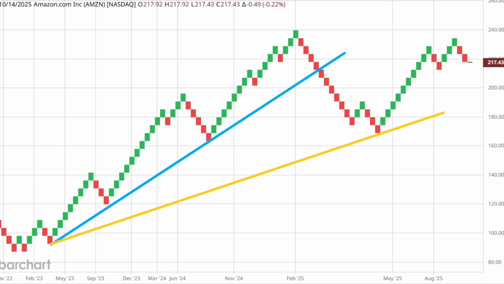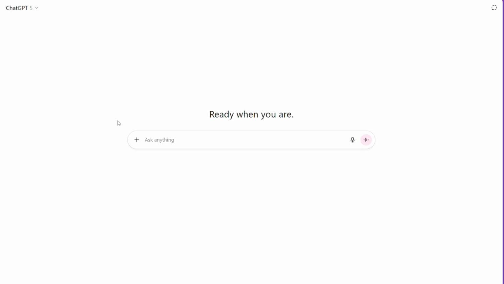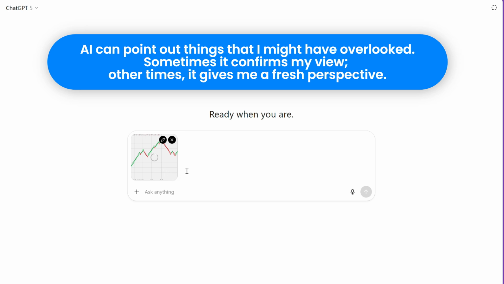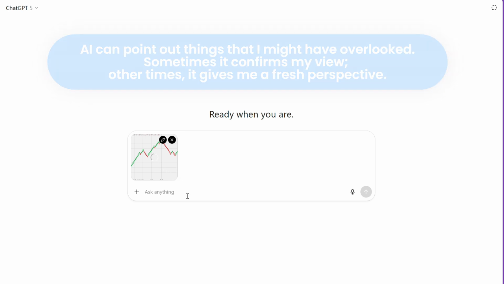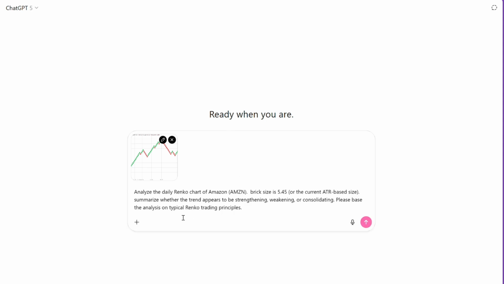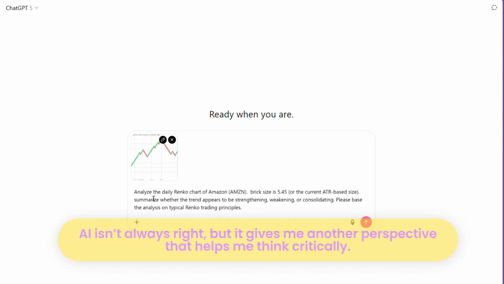Now, another thing I often do is ask ChatGPT to analyze the chart for me. I'll upload the Renko chart and use a simple prompt like, "Analyze the daily Renko chart of Amazon. The brick size is about $5. Summarize the trend direction and any noticeable patterns."